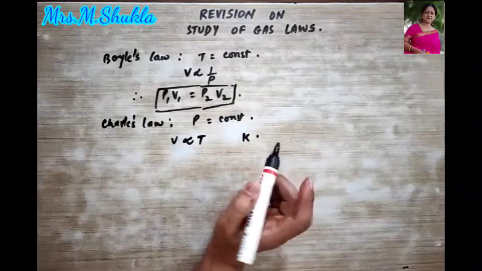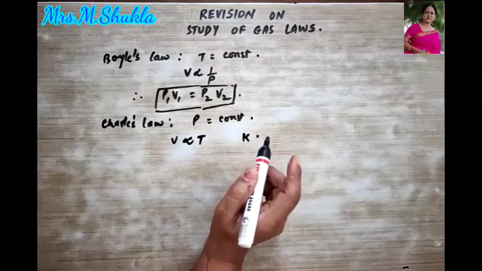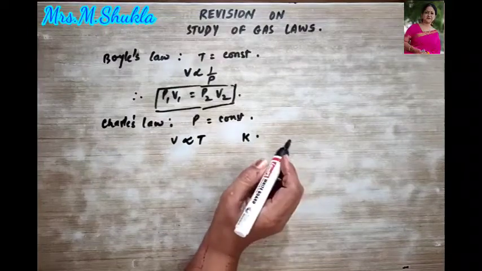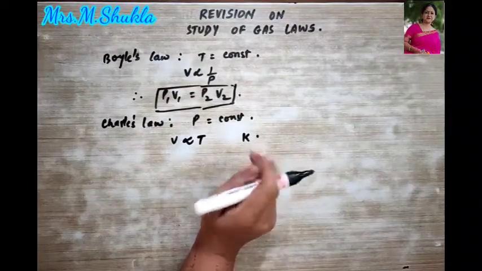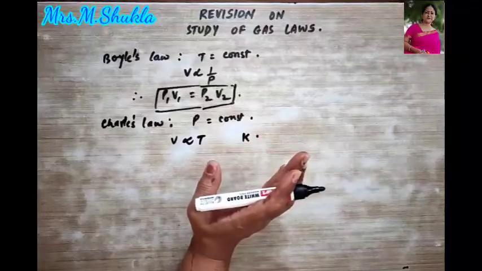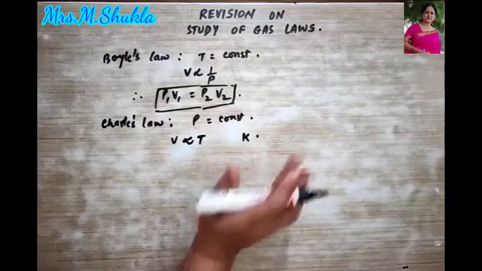273, correct. From degree Celsius, we add 273 and we convert it into Kelvin. And from Kelvin to Celsius, we subtract 273. Is that point very clear?